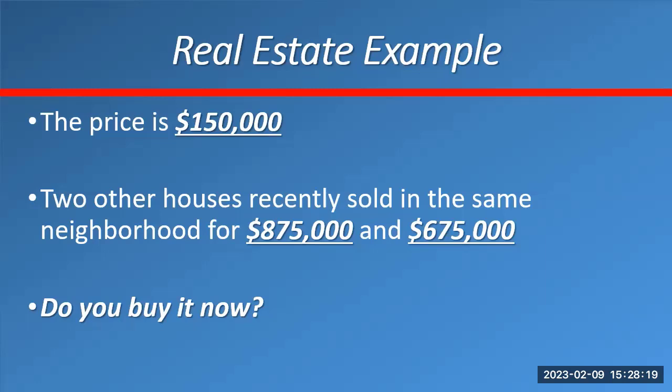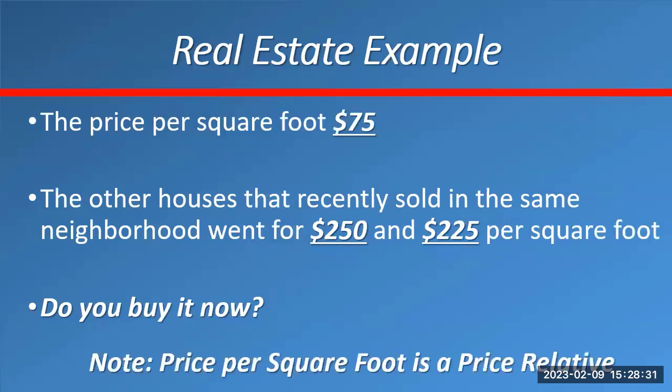So it could be that you're a little bit more tempted now. Why? Because you do have at least houses in the same neighborhood, so that neighborhood must be pretty nice. Well, let me give you a little more information. Let me say this house is going for $75 per square foot. The other 2 houses are going for $250 and $225. So that $150,000, you could say, well, it's one of those tiny houses. Well, we can adjust for that now. We look at how much it costs per square foot. Now, would you buy it?